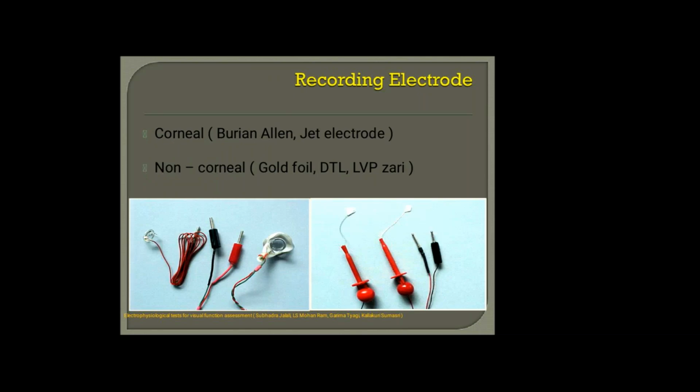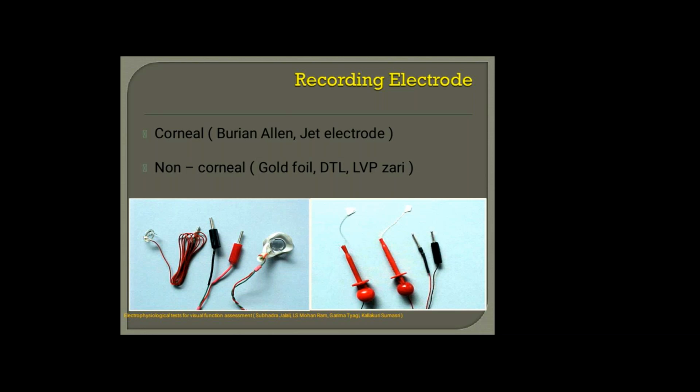Remember, without the help of electrodes, you cannot record the action potential of your retina, because these electrodes help connect your eye to the machine. The machine needs something to get connected with you. So you know how these tests are done.